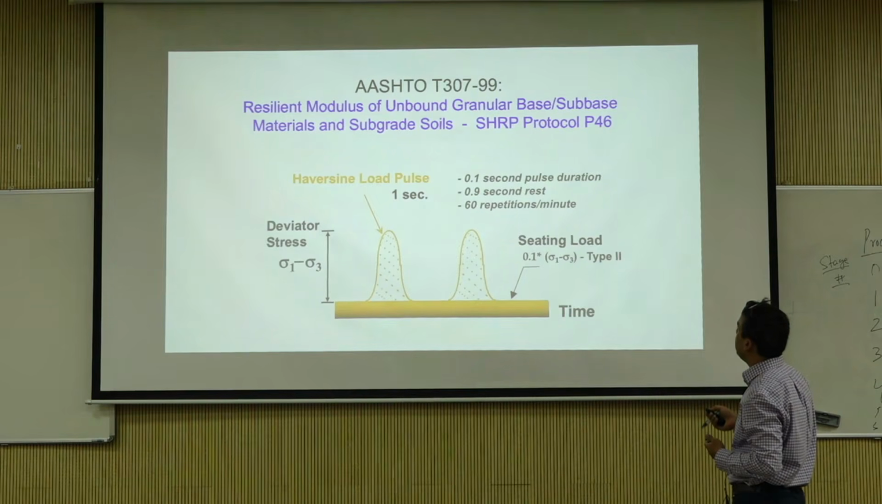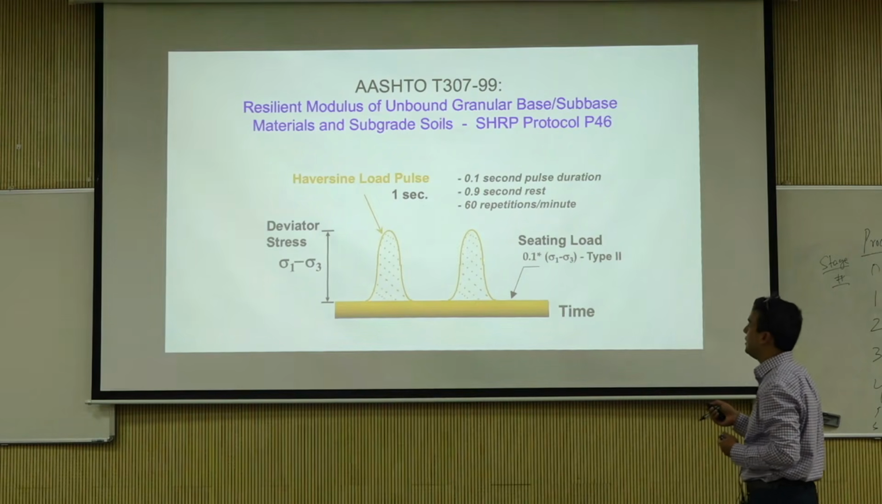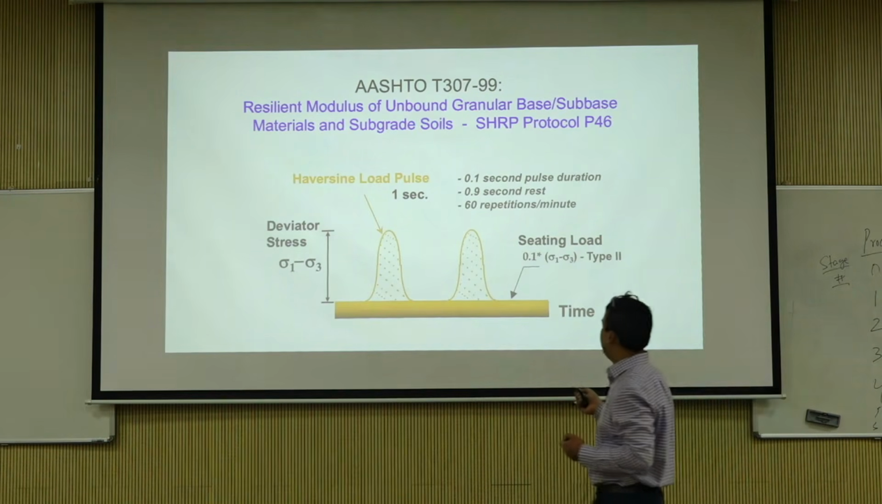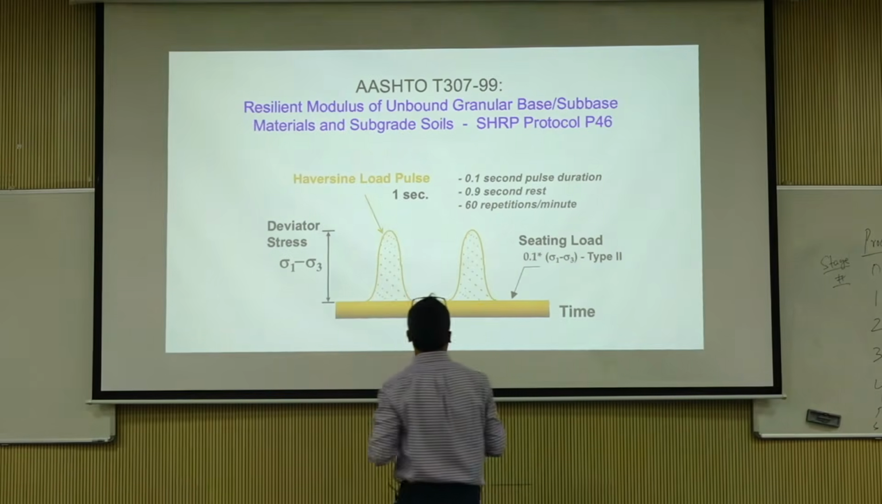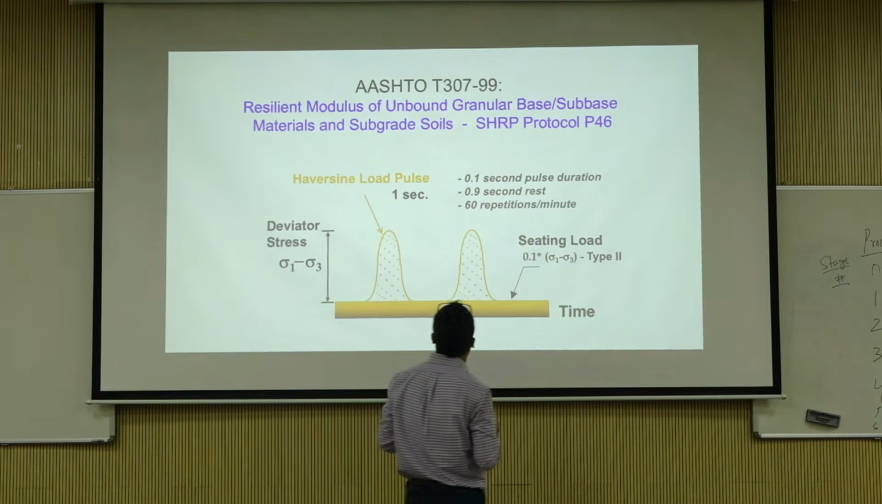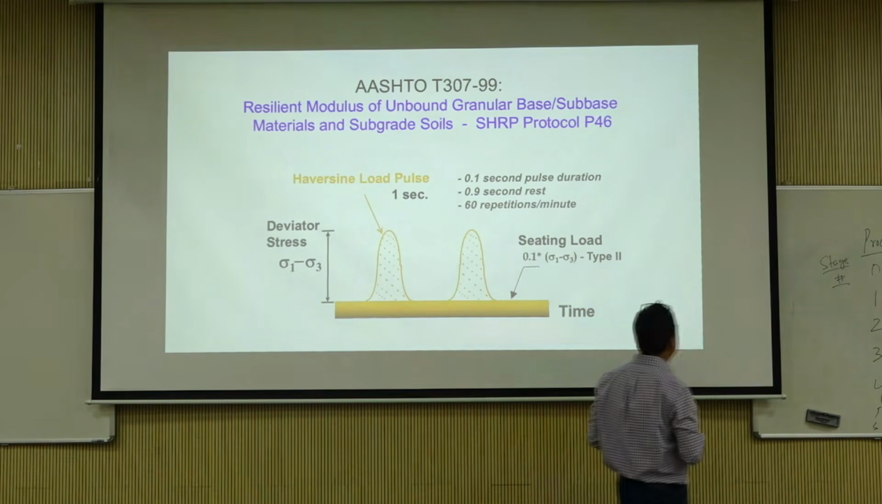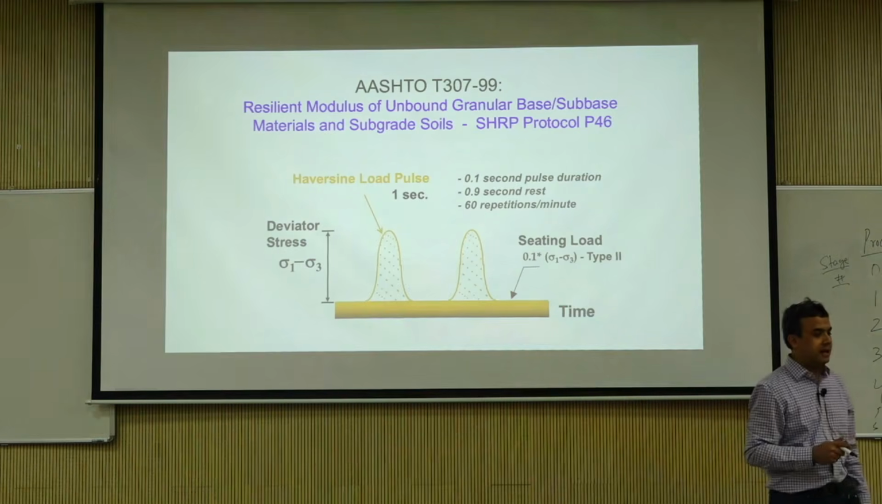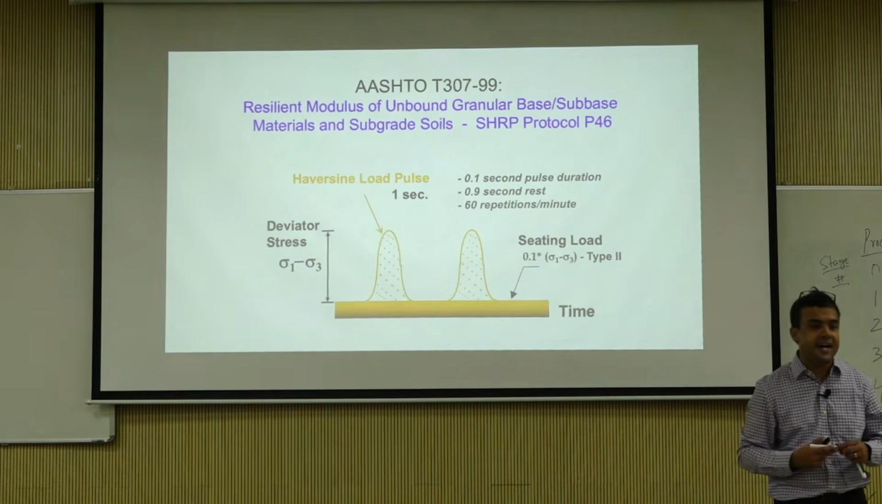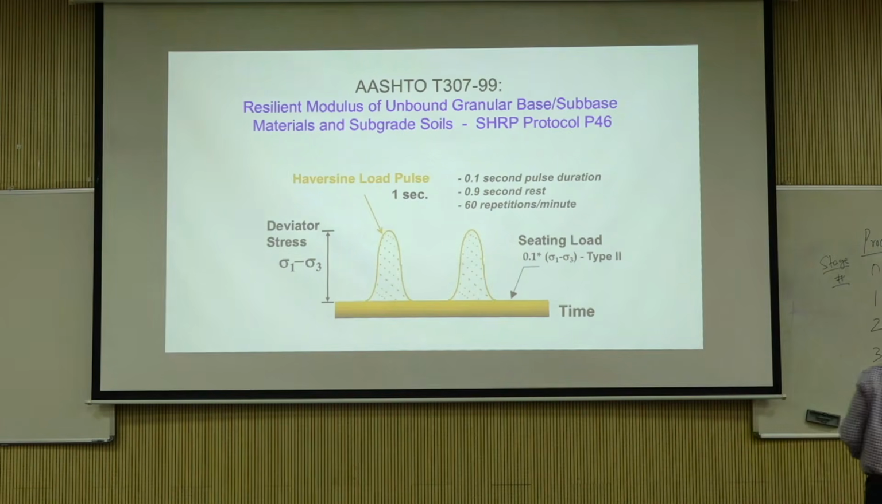Again, 60 repetitions per minute. There is a reason I don't say 1 hertz or something, because that's not really well defined. There is another thing that I did not tell you. When you load a specimen, I said your confining pressure. Let's just go to the very first stage. Okay.